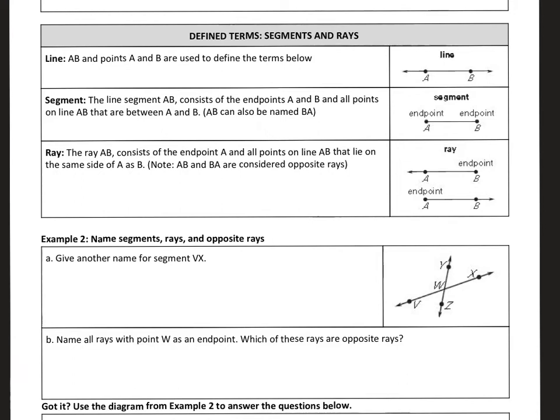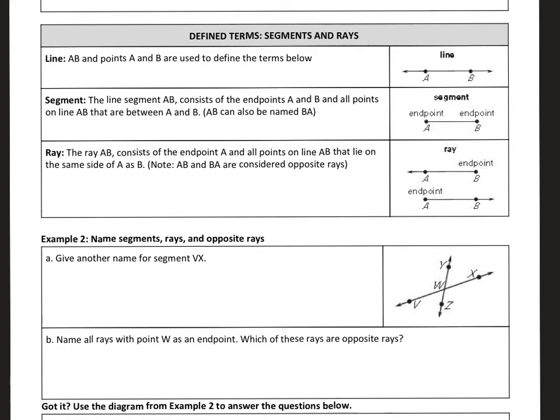Okay, so moving on. We finished example 1. I want to go through examples 2 through 4 in this video because I think I can get through these a little bit quicker than example 1. What this next part focuses on is defined terms. We already talked about lines. We're going to talk about segments and rays.